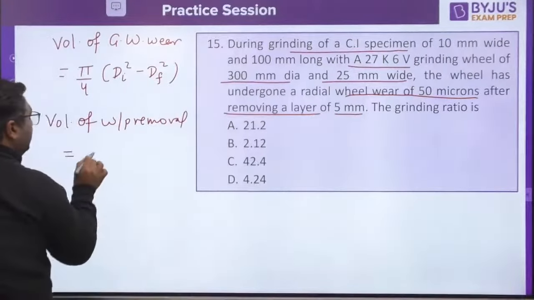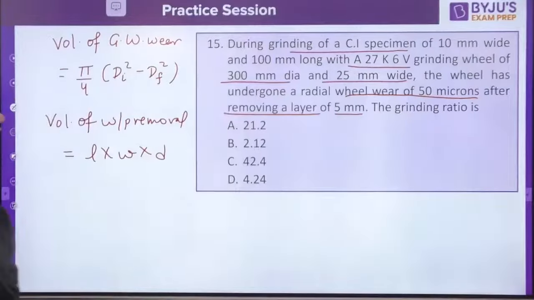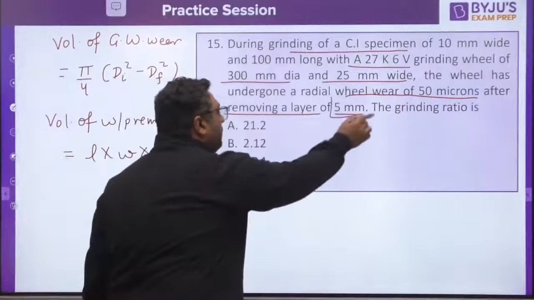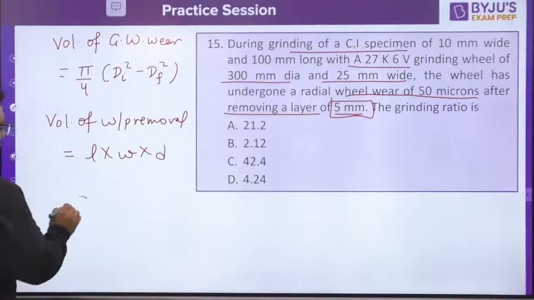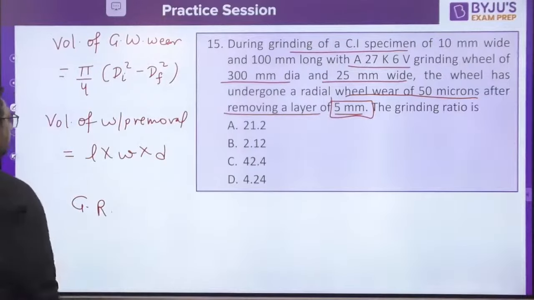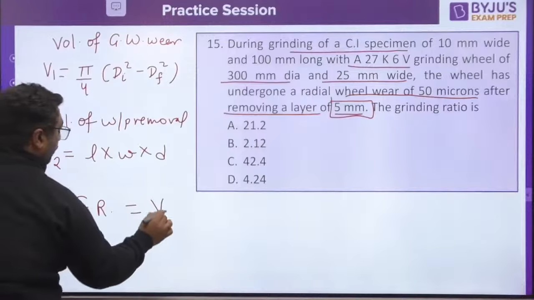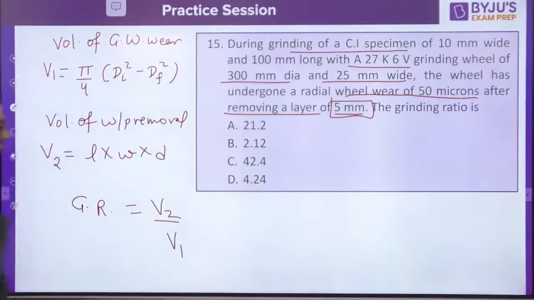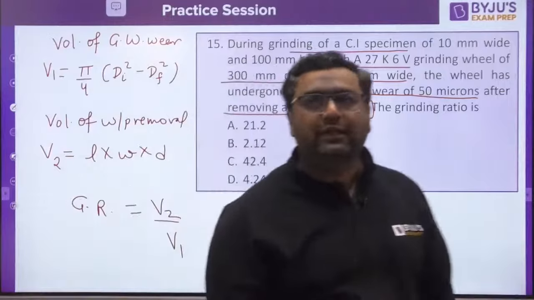So that is length into width into depth. It is mentioned that we have gone through 5 mm. Depth is given, length and width are mentioned. And you know the grinding ratio is V2 by V1. Solve it, guys.